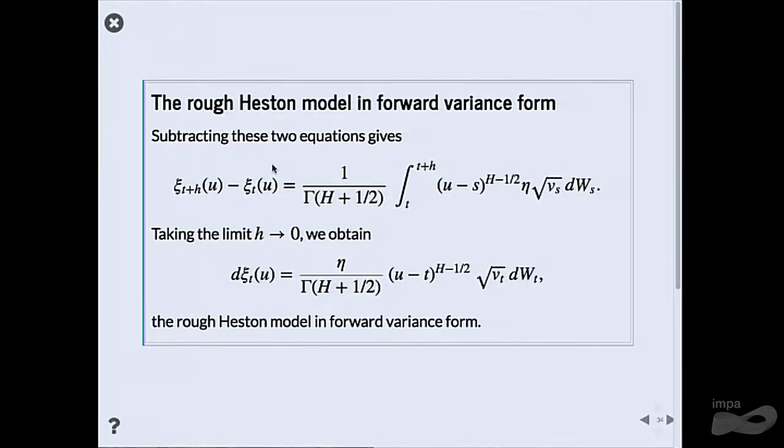We have that, of course, the forward variance curve has to be a martingale, so it's proportional to dW, and we have this power law kernel. So it looks very much like rough Bergomi, except we have a square root of v here. In the case of rough Bergomi, we have the initial forward variance curve and an exponential, so the log is proportional to the Brownian motion, and here we have some kind of square root process going on.